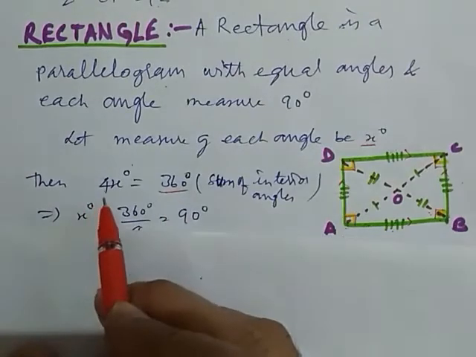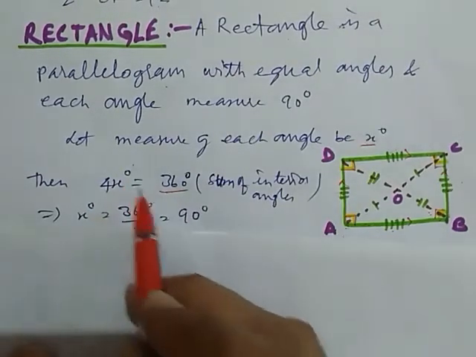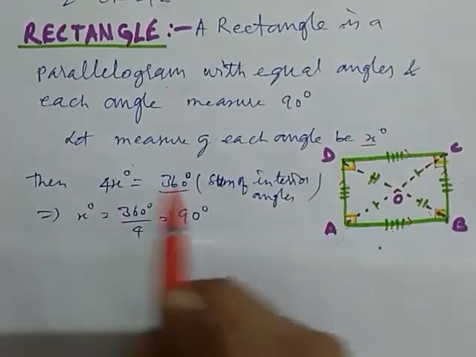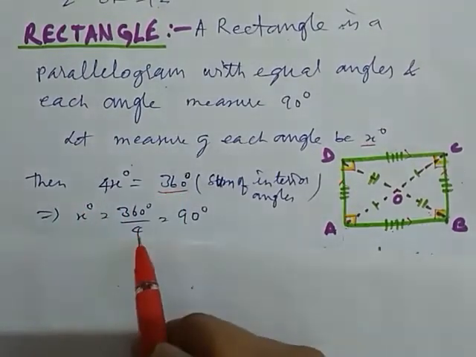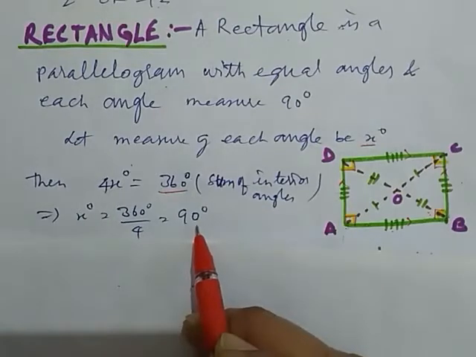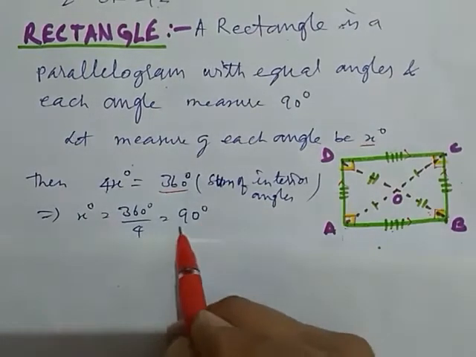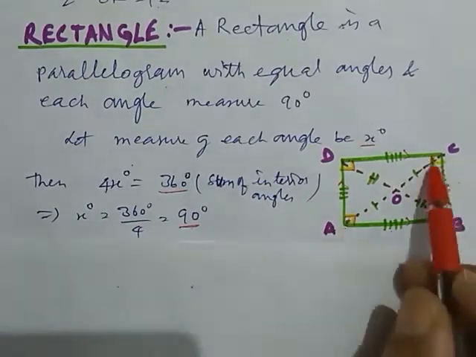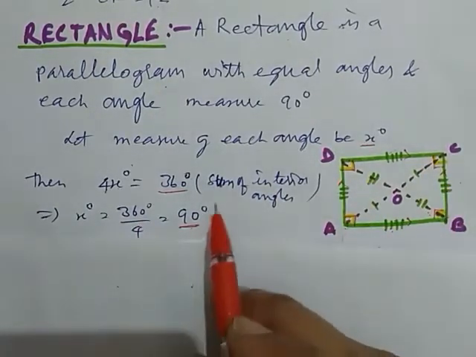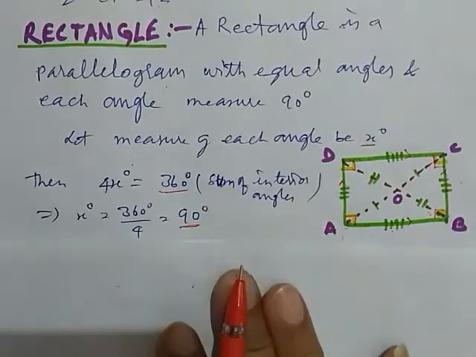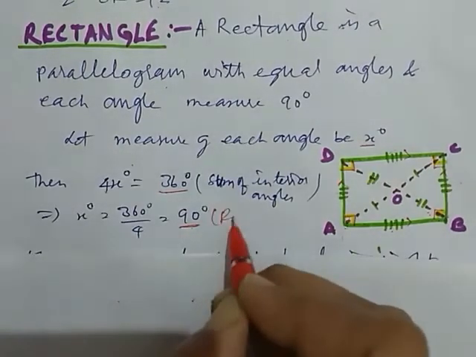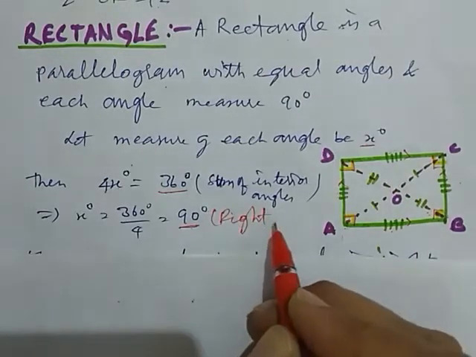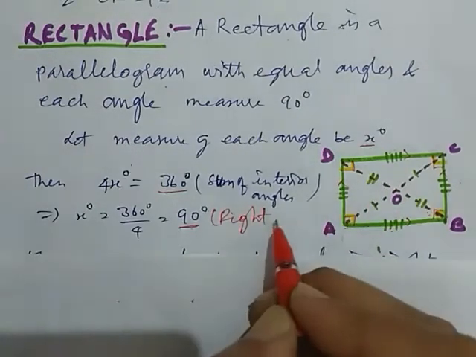So we can make 4x degrees equal to 360 degrees. By dividing both sides by 4, 360 degrees divided by 4 gives us the value 90 degrees. Here the value of x becomes 90 degrees. So all four angles are equal, as well as 90 degrees, a right angle. So all four angles of a rectangle are right angles.